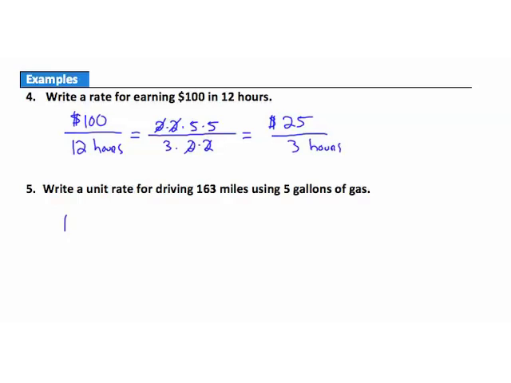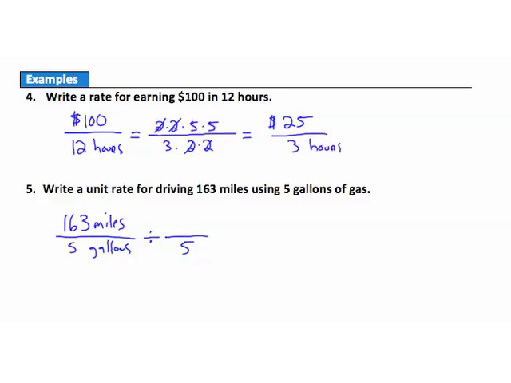Okay, let's start. So we have 163 miles using 5 gallons. Now, if we want a unit rate here, that means we want a denominator of 1. We don't want to have 5 gallons in the denominator. We want to have 1 gallon in the denominator. So what we need to do is divide that 5 out of the denominator.